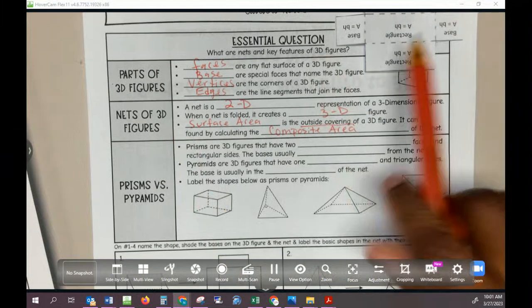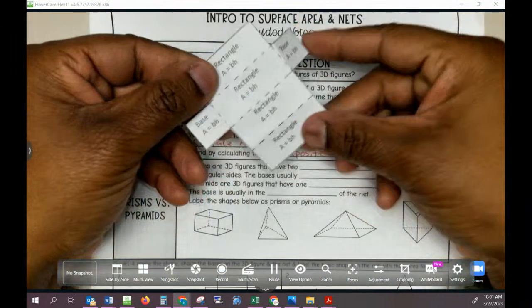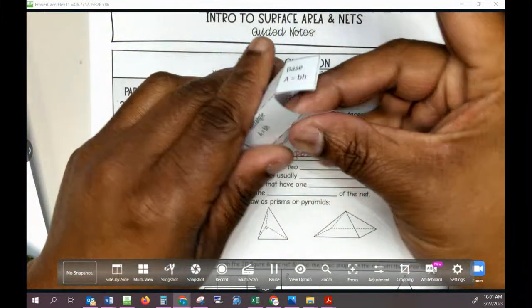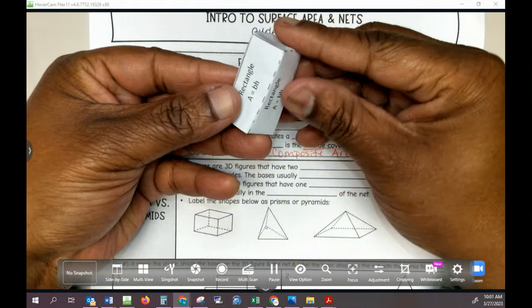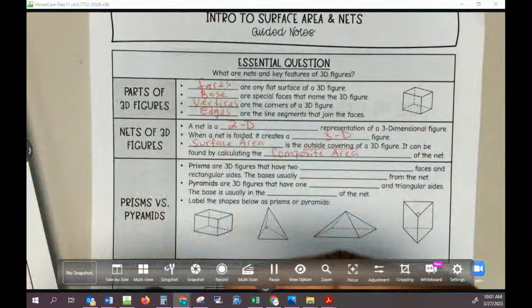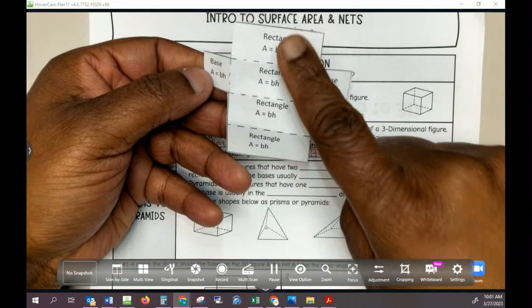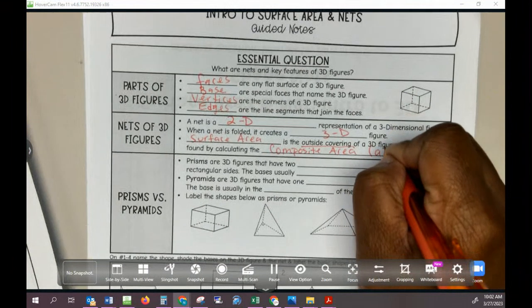So again, all it was saying is that the net, this is a net, is a 2D representation of the 3D figure. So if I take it from being just 2D, which is just a flat paper, and fold it up and create a rectangular prism, then I have created a 3D shape from the net. And to find the area of this prism, I'm going to use the net and use composite figures, which means I will find the area of each shape and add them all together.